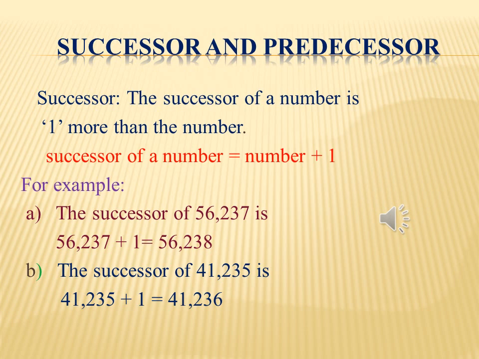For example, the successor of 56,237 is 56,238. The successor of 41,235 is 41,236.